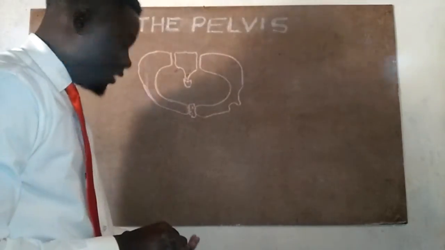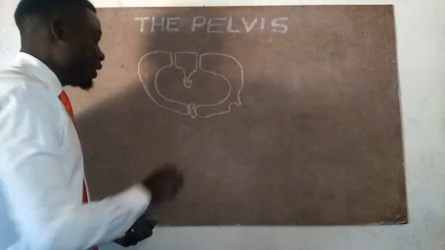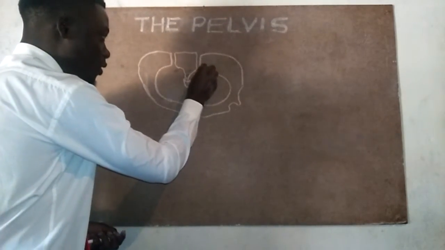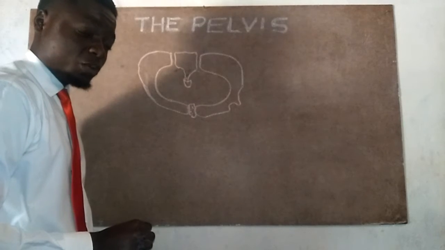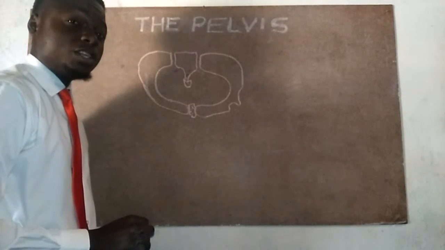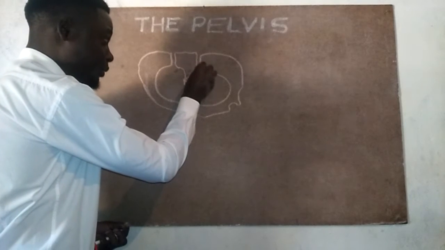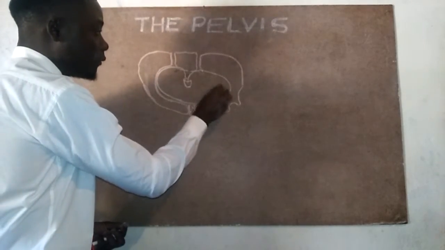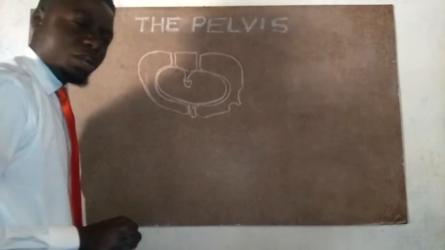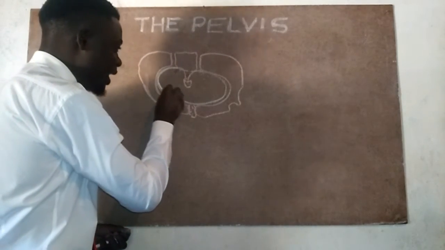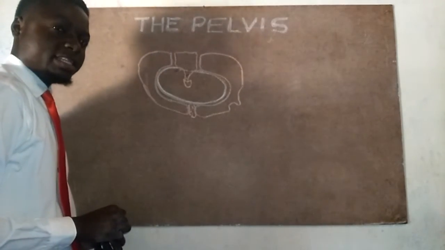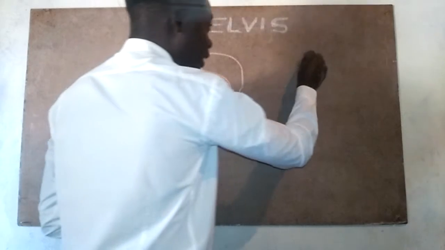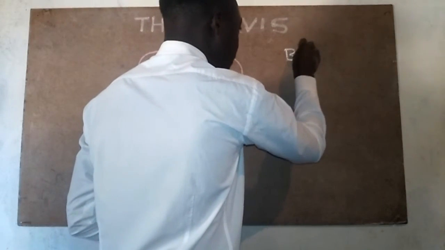So the baby is going to negotiate the pelvis through these structures. Starting from the true pelvis, not from the false pelvis, this is the pelvic brim. It's going to run from the sacral promontory. So this is the pelvic brim, the inlet, in other words, that is our inlet. So this is the brim.